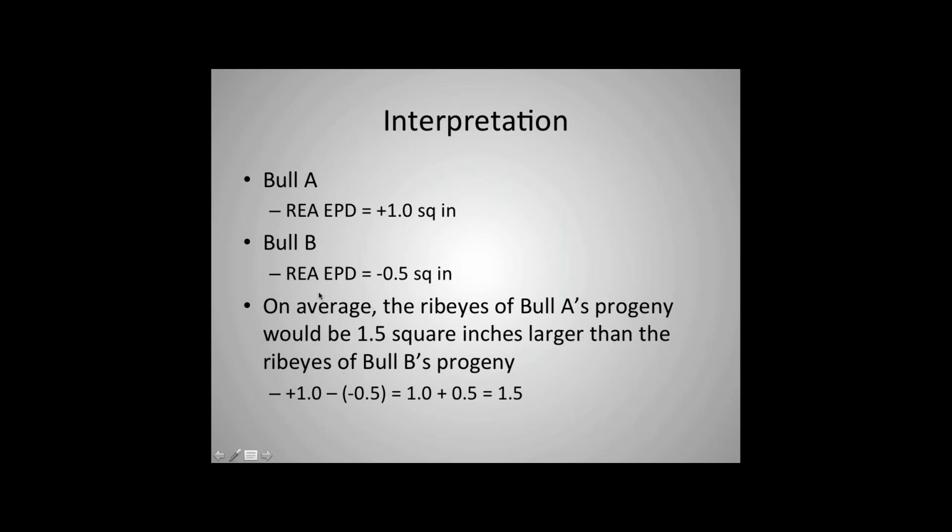We say on average, because that's the science of genetic evaluation, and we're all dealing with normal curves and averages and things like that. So we always say that on average, the ribeyes of Bull A's progeny are going to be about 1.5 square inches larger than the progeny of Bull B's. The way we compute this is we take the +1.0 from Bull A and subtract the -0.5 from Bull B, and remember, if you subtract a negative, you essentially add it, so you get 1.5.